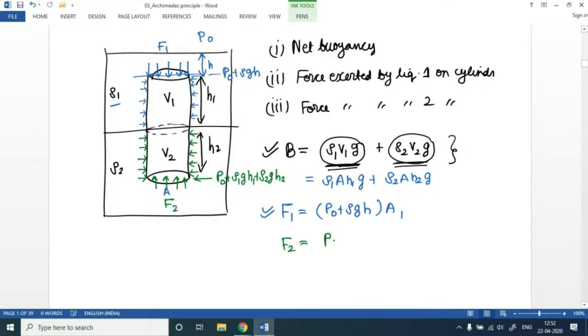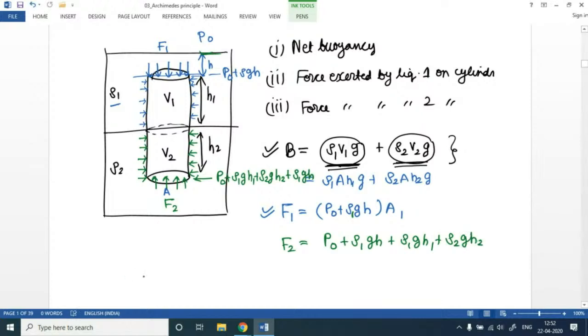That is P naught, plus rho 1 G, and one term here would be rho 1 GH also, because we are measuring the pressure from the top. So that would be P naught plus rho 1 GH plus rho 1 GH1 plus rho 2 GH2. Okay, so this is the force.